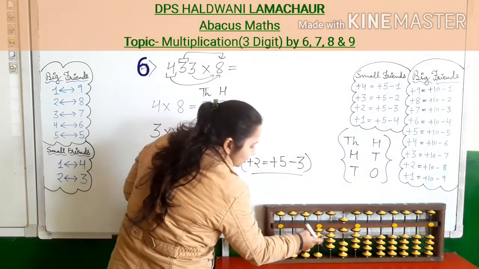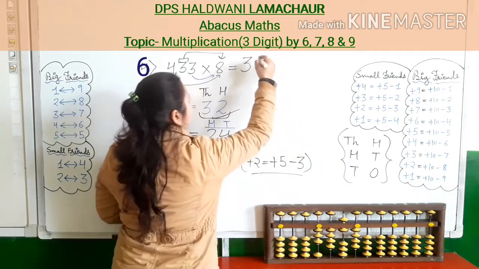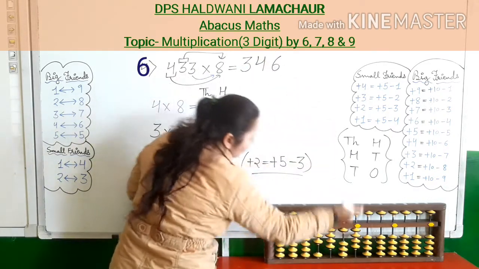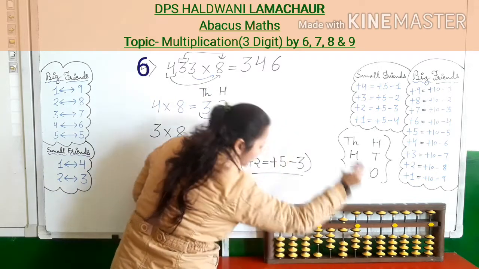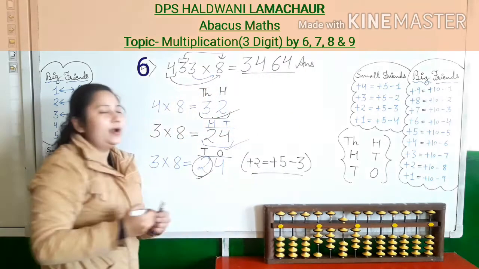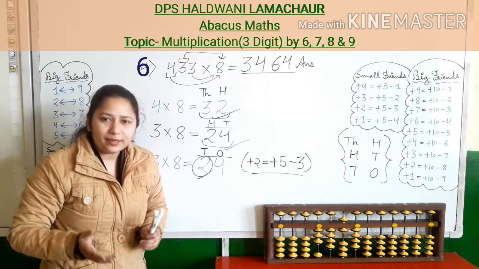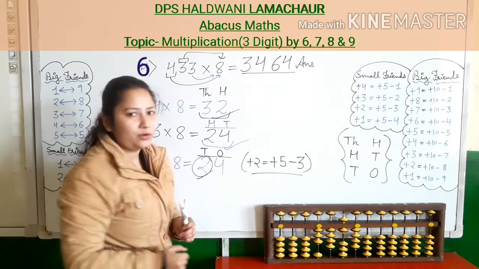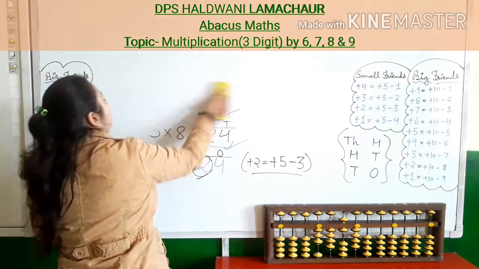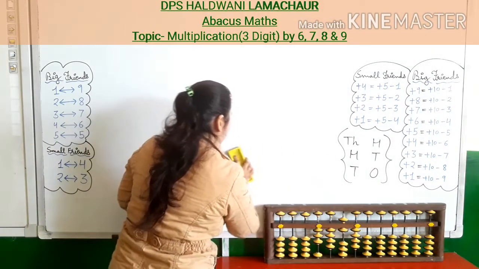Now count. See, 1, 2, 3 in thousands rod. 1, 2, 3, 4 in hundreds rod. 5, 6 in tens rod. And 1, 2, 3, 4 in units rod. And your answer is 3464. Now kids, we will do multiplication by 9 and it will be the last part of this video. So let's move to the 3-digit multiplication by 9.